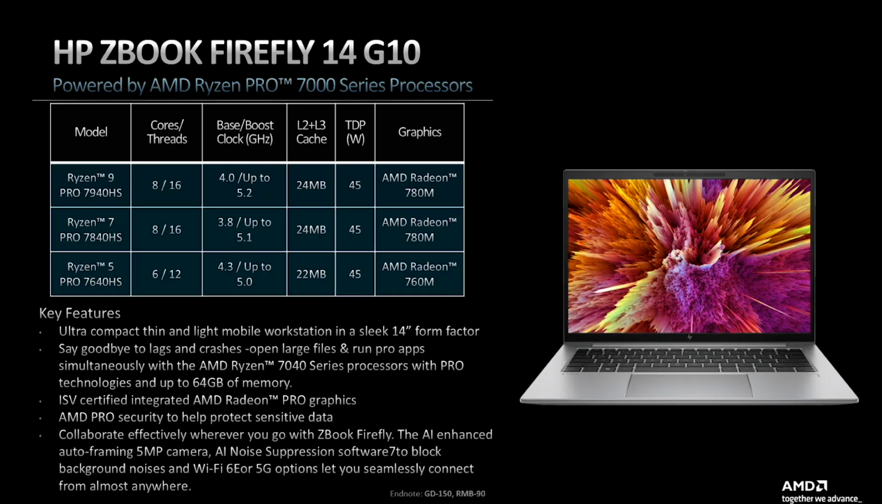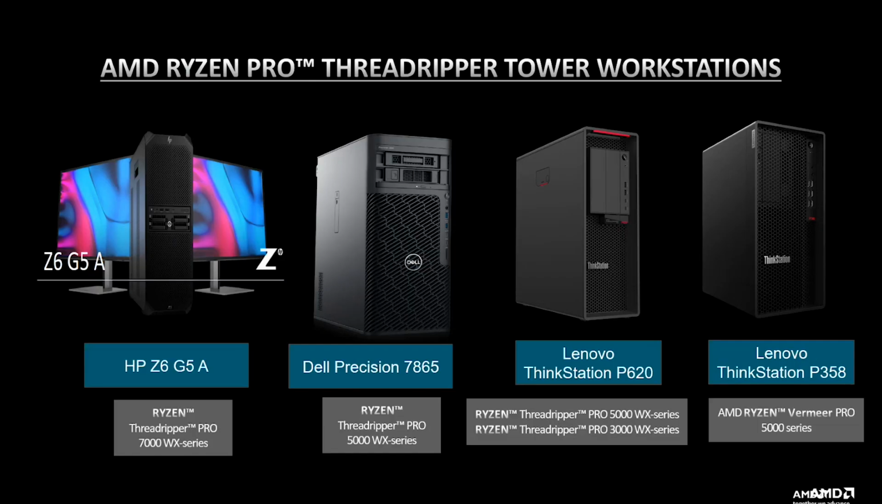Sorry, I have one doubt. Threadripper processor, only 7000 is available, or is 5000 available? On 7865, you can see Dell 7865, Ryzen Threadripper Pro 5000 series of processor. And even on Lenovo also, we have 5000 series of processor. HP, only 7000 processor available, right?